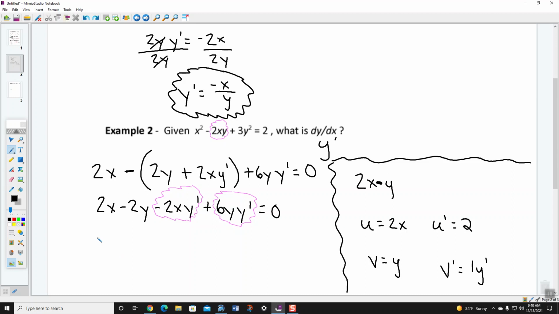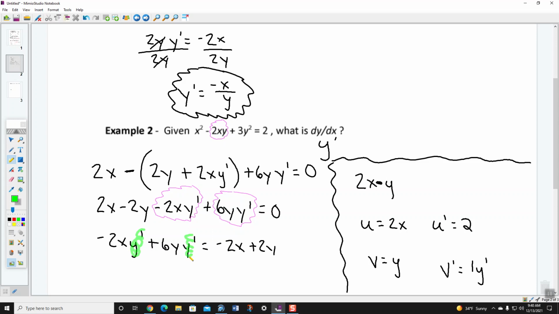I'm going to leave this as negative 2xy prime plus 6yy prime. What's that going to equal on the other side, kids? Negative 2x plus 2y. Okay, now here's the part about why we would want to get anything with a y prime on the same side. We're going to factor that out so we can solve for it. So right here, you'll notice that we have a y prime here and a y prime here. We're going to factor that out.